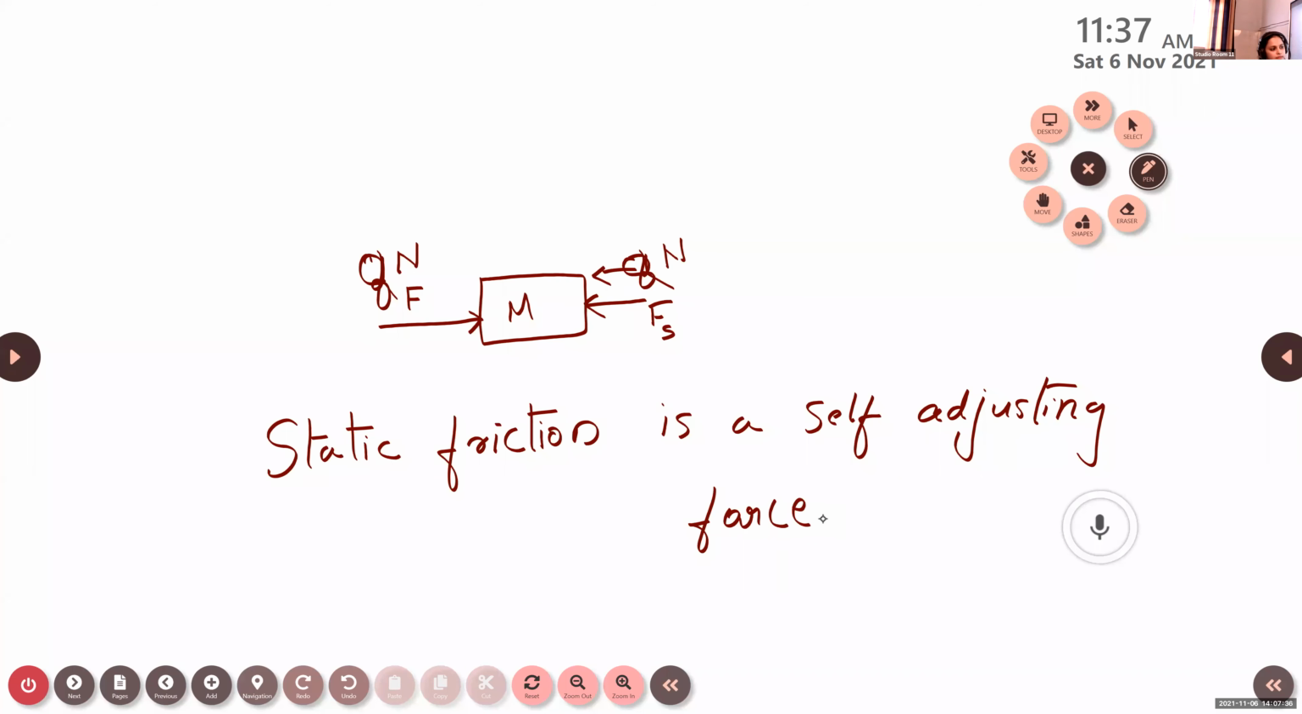Is it clear? Yes, ma'am. Okay. Then who can explain why static friction is also known as a self-adjusting force? I want to check whether it is clear to you or not. Mehrin, why is static friction also known as a self-adjusting force?